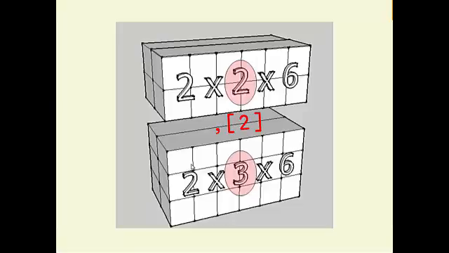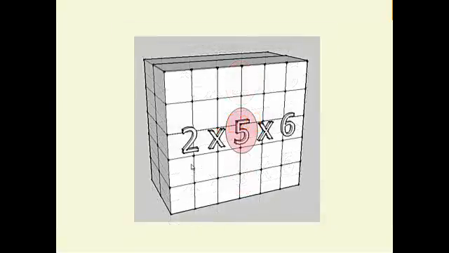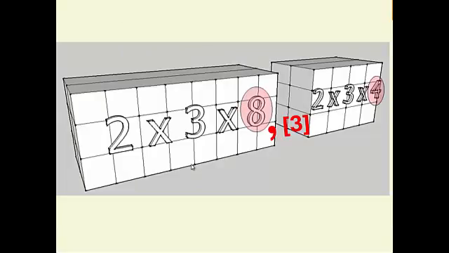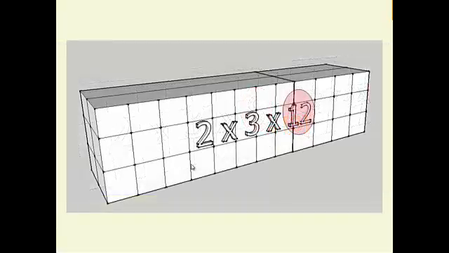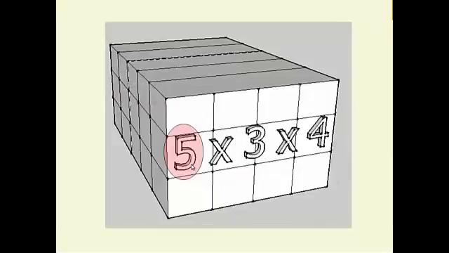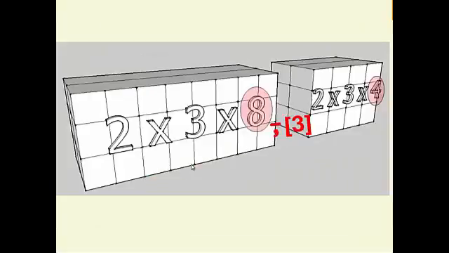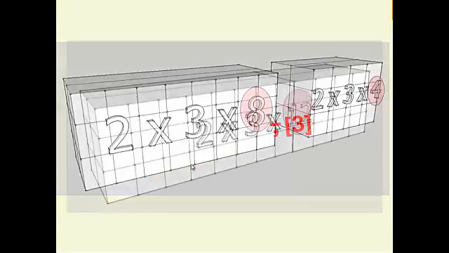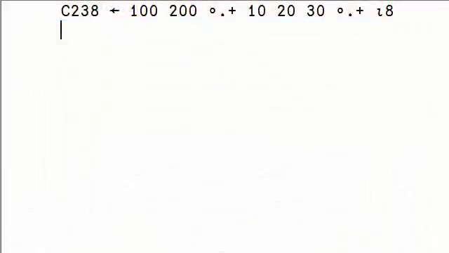The brackets are used to specify the dimension on which catenation is to occur. We can do it on the last dimension or on the first dimension, and either symbol can be used. Here is an example in APL.